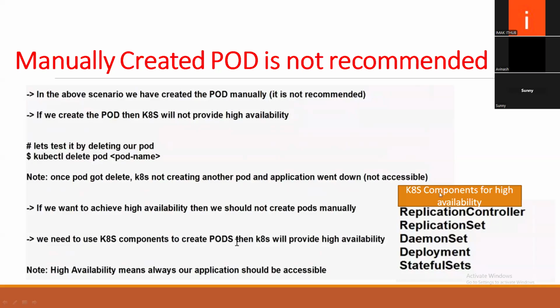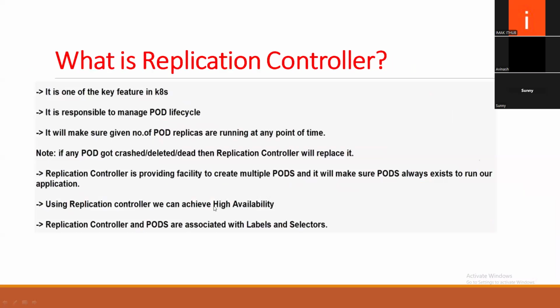So what we completed, the Kubernetes components for high availability. Replication controller is done, right? So replication set, what is the difference between replication controller and replica set? Both are the same. Why replication controller? Creating replicas manually as pods is not recommended. If a pod is crashed or deleted, it automatically creates a new one. That is auto healing. The concepts of auto healing are replication controller, replica set, daemon set, deployments, and stateful sets. So what we completed is the replication controller.